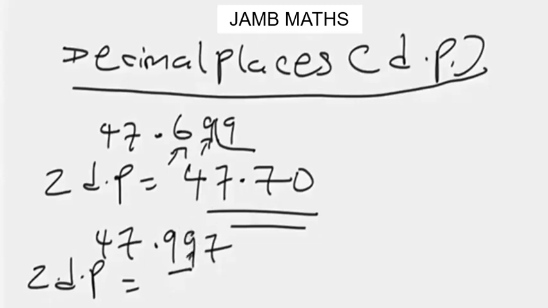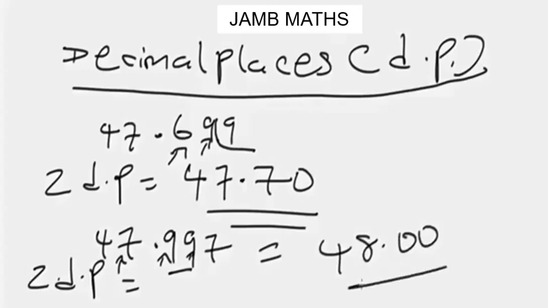Now this 10, you take it as 1 as well and put it in the 9 behind it, and it will now be 10. Now there's no way you can just put 10 here. So this 9 that has turned to 10 as well, you take it as 1 and put it in this 7, and this 7 will now be 8. So rounding this number to 2 decimal places, our final answer will be 48.00. That will be the answer to this question. It's as simple as that, guys.